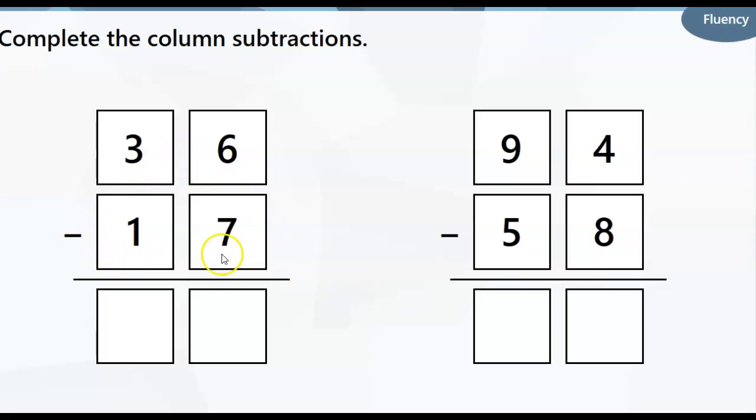36, take away 17, have a little look. I'm going to give you some time, or you can pause the video and have a little think how you would do it, work it out on a piece of paper, your choice. I'm going to give you 10 seconds before I go through number 36, take away 17.